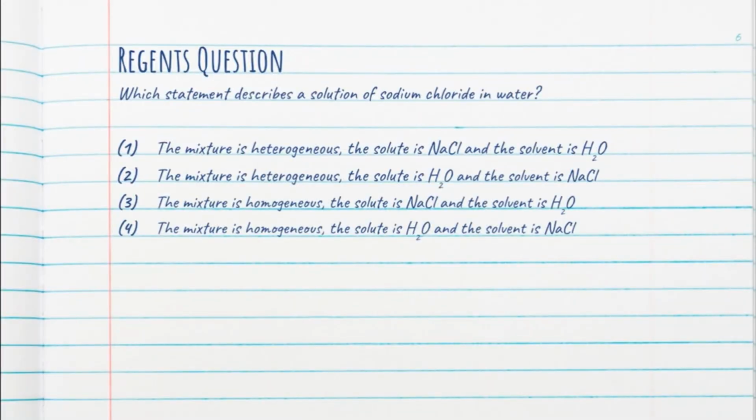Which statement describes the solution of sodium chloride in water? Water is known as the universal solvent. Salts, like NaCl, are solutes, so this means the answer is either choice 1 or choice 3. Because the salt will dissolve in the water, the solution will be homogeneous or uniform throughout, choice 3.